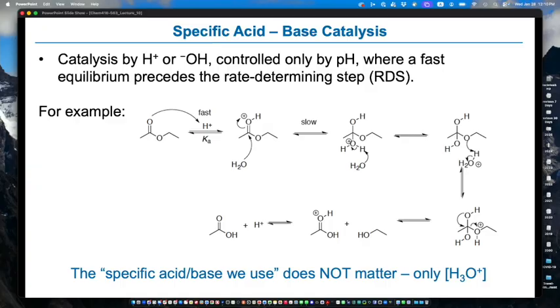So this is a typical example of something almost like SN1-like. You have to activate to make an intermediate. That's fast, but then the second jump is your turnover limiting step.